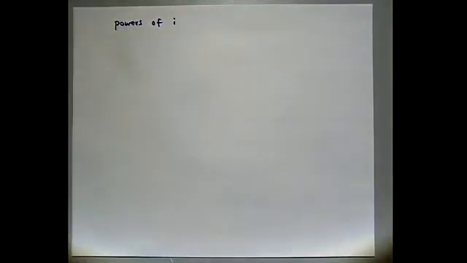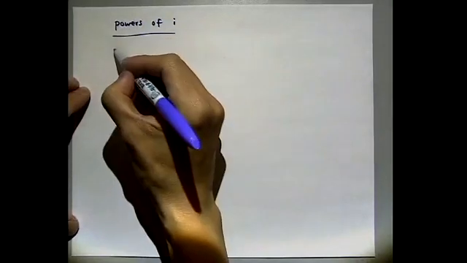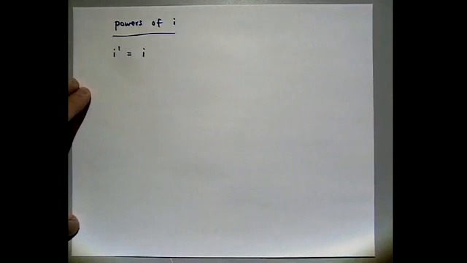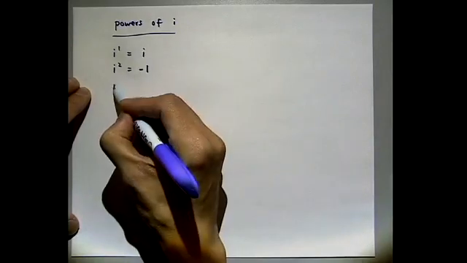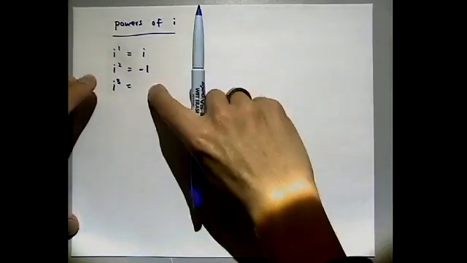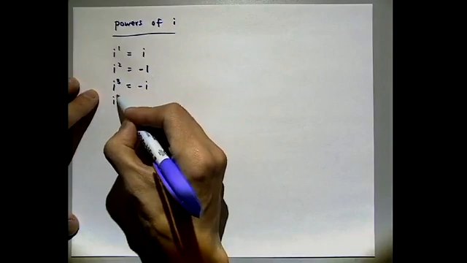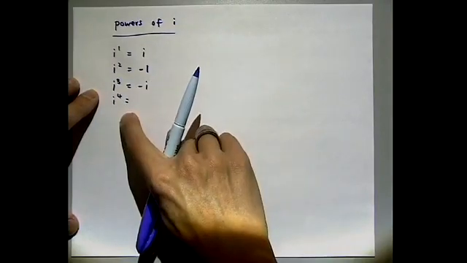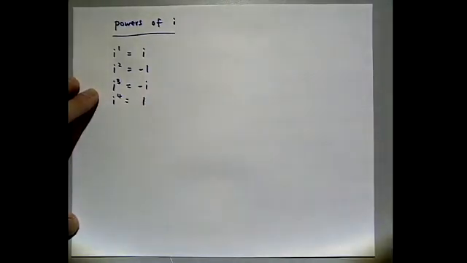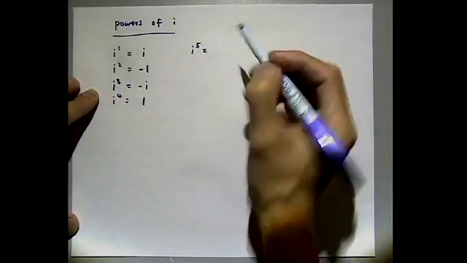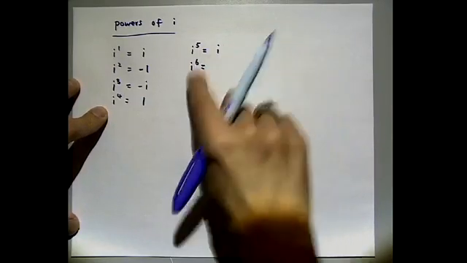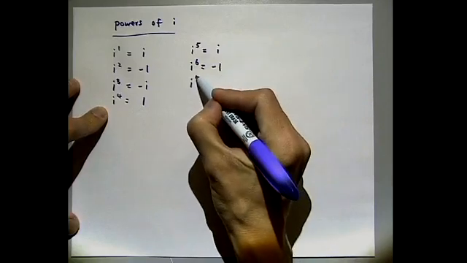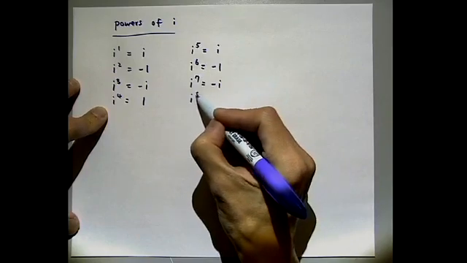Okay, let's look at next the powers of i. And I'm sure many of you have seen this before. We know i to the first power is i, right? We know i squared is minus 1. i cubed is i squared times i, so negative i. And i to the fourth is i cubed times another i, so that's minus 1, positive 1. i to the fifth is this times i, so that's i again. i to the sixth is i times i, negative 1. i to the seventh is minus i. i to the eighth again is 1.